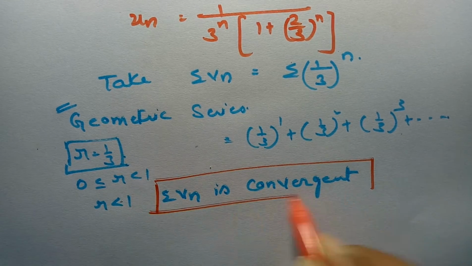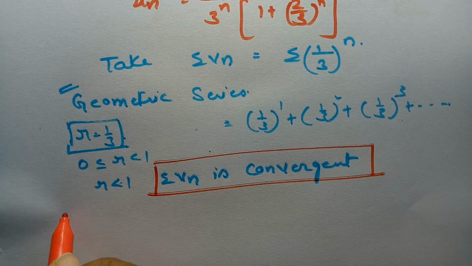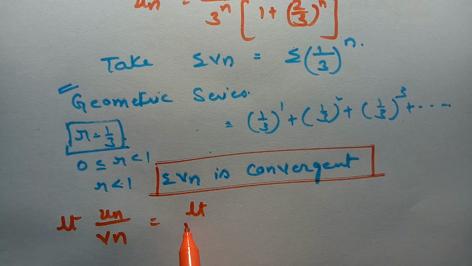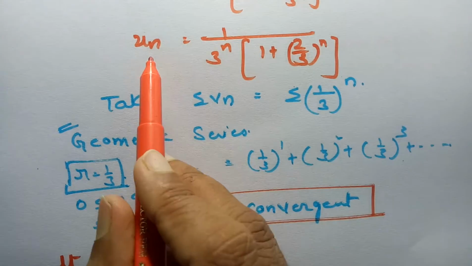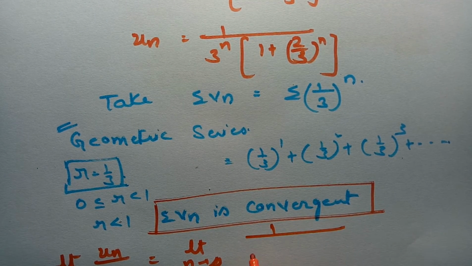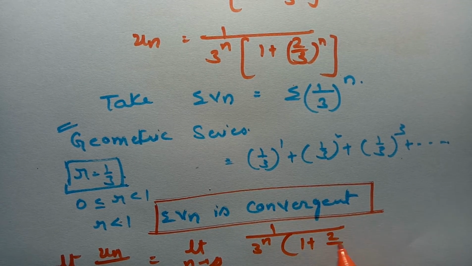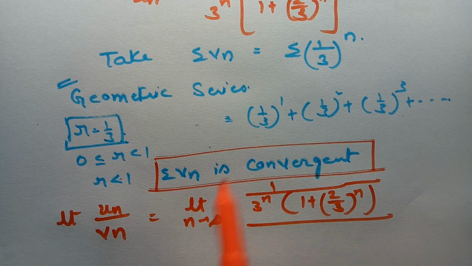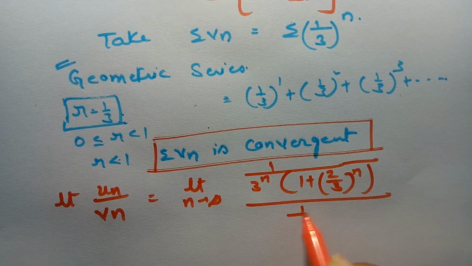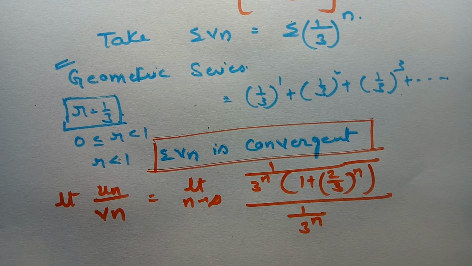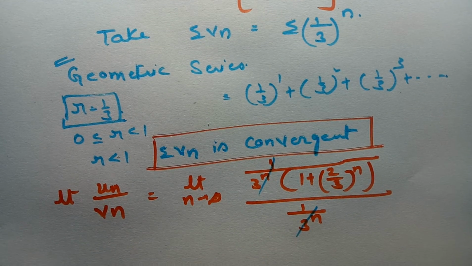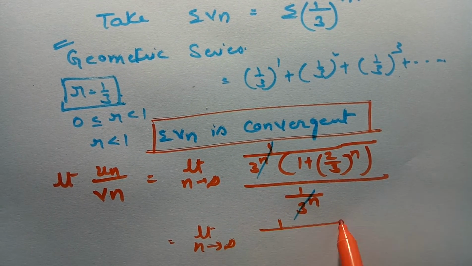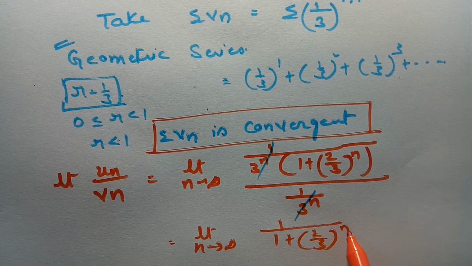Keep it aside, and we have to make a comparison test. How do we make a comparison test? We calculate un by vn. What is un here? Un is nothing but 1 by 3 power n times 1 plus 2 by 3 power n, divided by vn, which is nothing but 1 by 3 power n. So I can easily cancel these two, and what is left over here is the limit as n tends to infinity of 1 by 1 plus 2 by 3 power n.